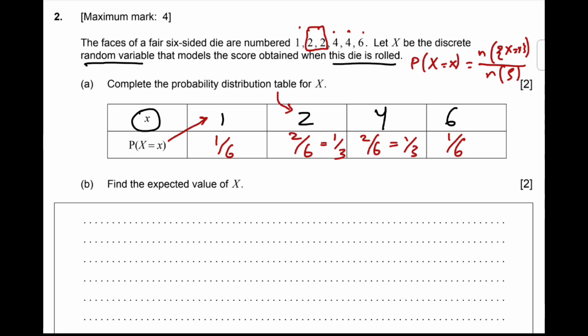So if you add them up, you should always get 1. To make sure that our answer is correct, you add them up. So 1 over 6 plus 1 over 6 is 2/3. 2 over 6 plus 2/3, and 2 over 6 is 1/3, plus 2/3, which is equal to 3 over 3, which is equal to 1.